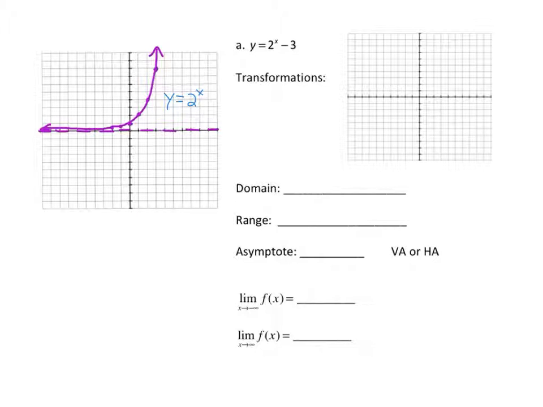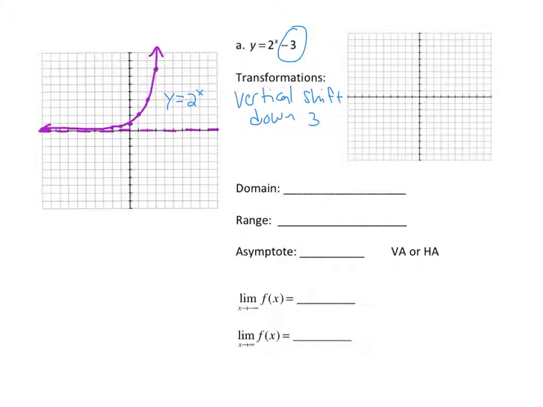Remember that when you have a number added or subtracted on the inside by the x, it shifts it side to side, and it's always counterintuitive, so you shift the opposite way of what you would expect. And then a number added or subtracted on the outside is a vertical shift, up or down, and that one's always straightforward. So this -3 on the outside is going to be a vertical shift, and it's going to go down 3.